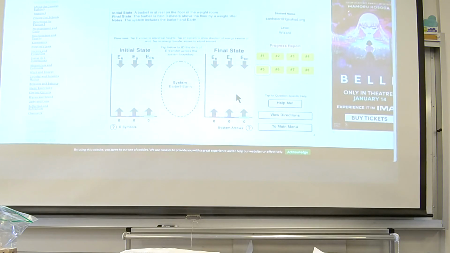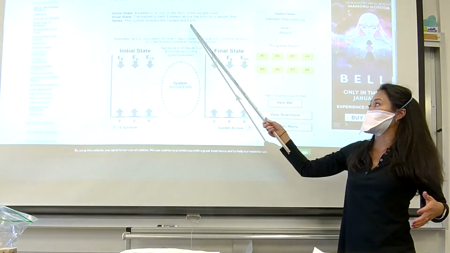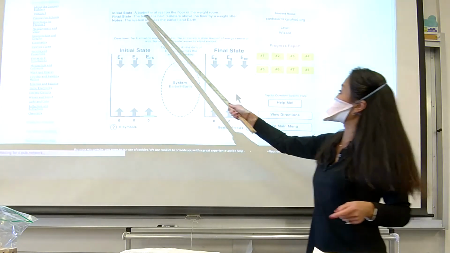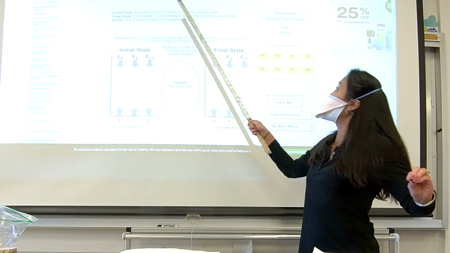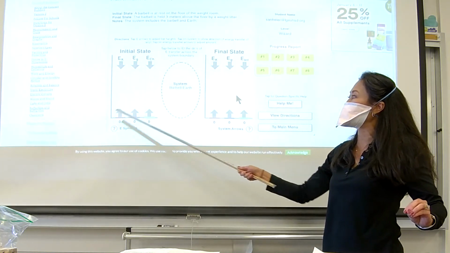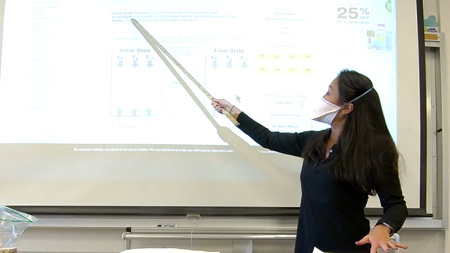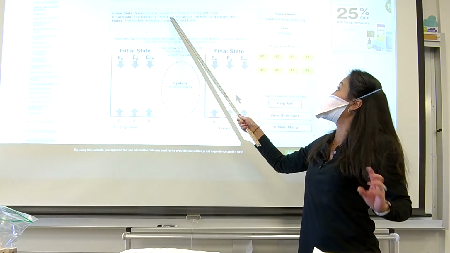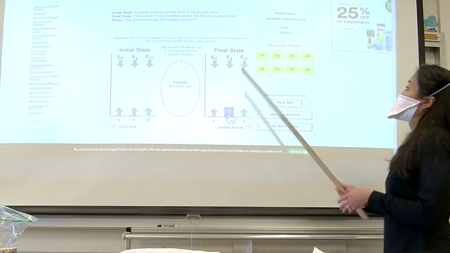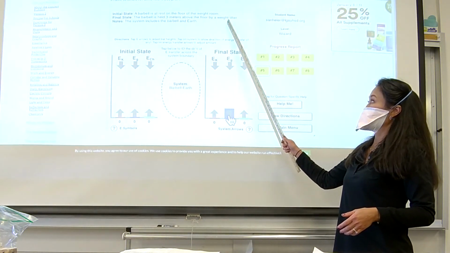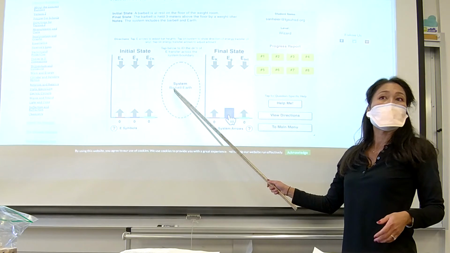Okay, this defines the initial and the final state. It also defines the system for you. So for this first question, it says a barbell is at rest, no kinetic energy, and it's on the floor of the weight room. So if I don't have kinetic energy and it's on the floor, I don't have gravitational either. This final state says the barbell is 3 meters above the floor. So I have gravitational because now it's above the floor and it is lifted by the weightlifter. So when you're looking at the system, it includes the barbell and the earth.